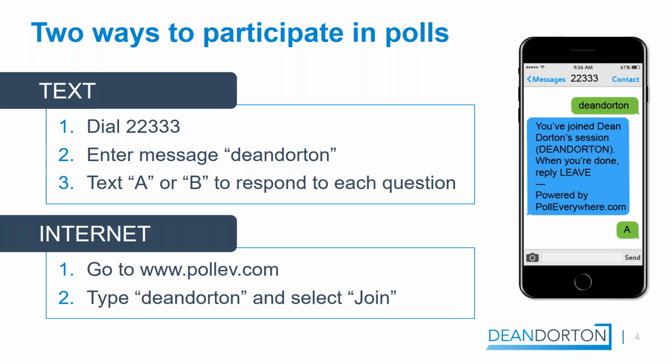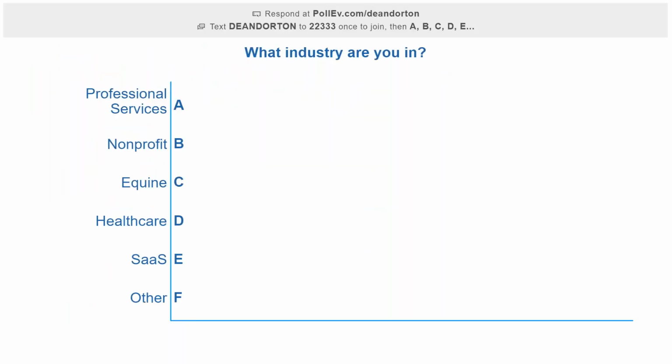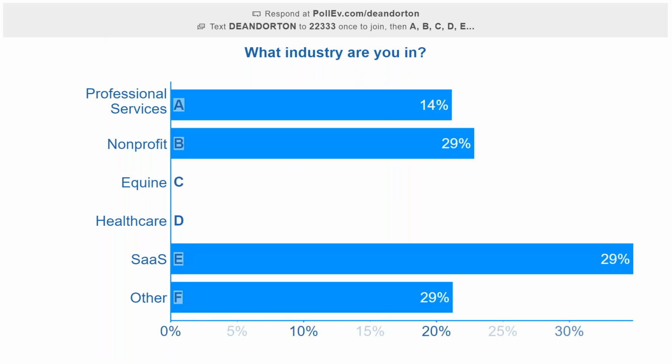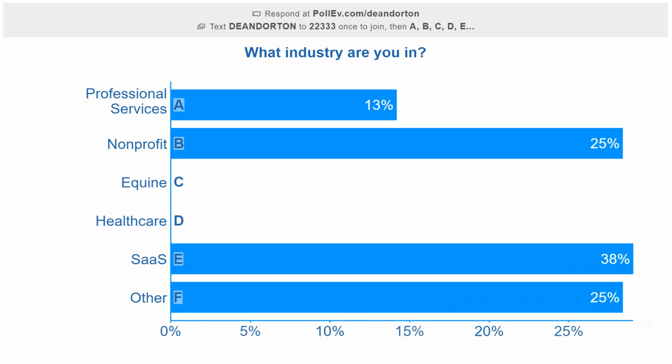Okay, so we are going to move into our questions. The first question we have for you is, what industry are you in? Please text the letter that most closely corresponds with your industry. A for professional services, B for nonprofit, C equine, D healthcare, E SaaS, and F other.